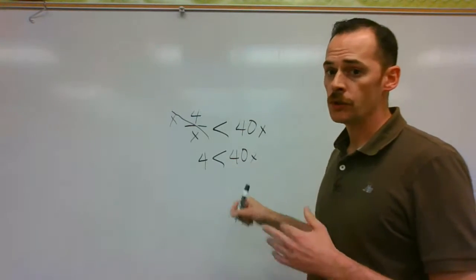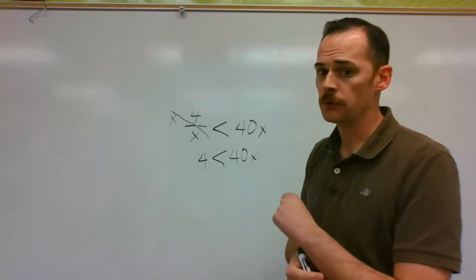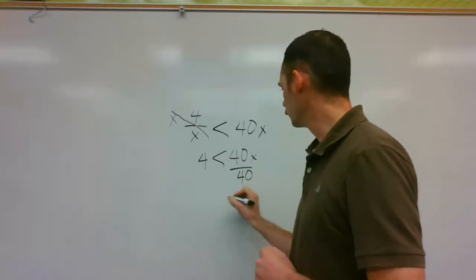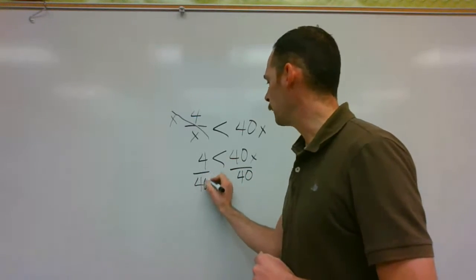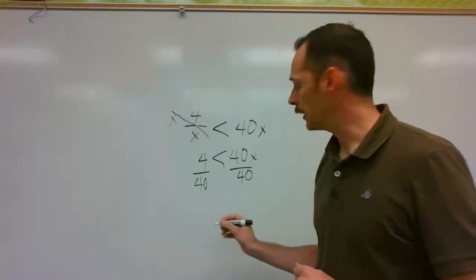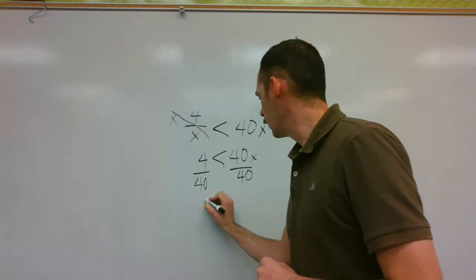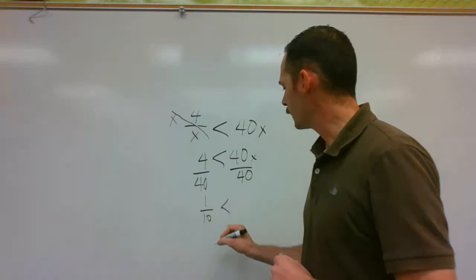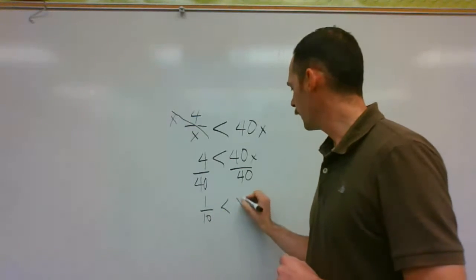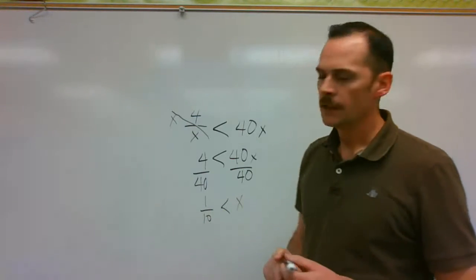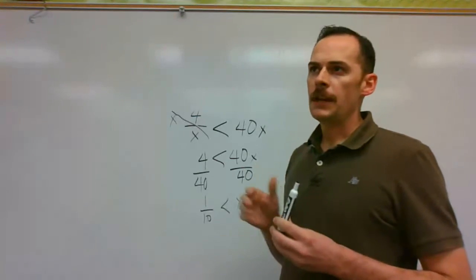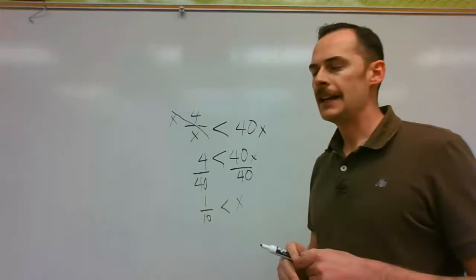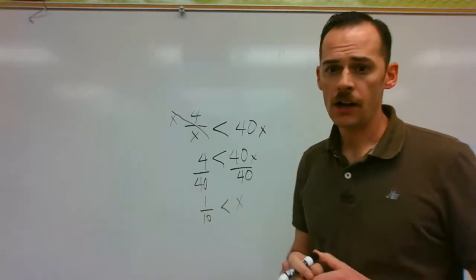Now we're going to do the opposite. Because it's being multiplied, we're going to divide by 40. And what we do to one side must be done to the other side. And so we'll have 1/10 is less than x.